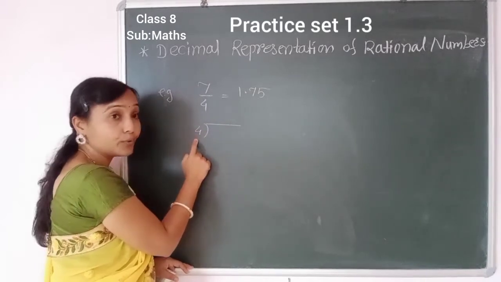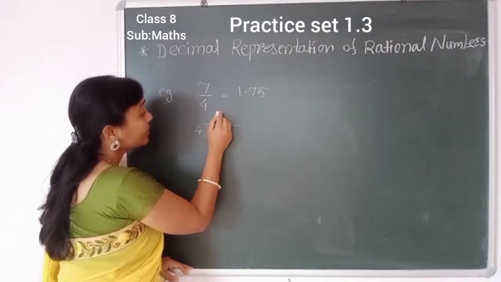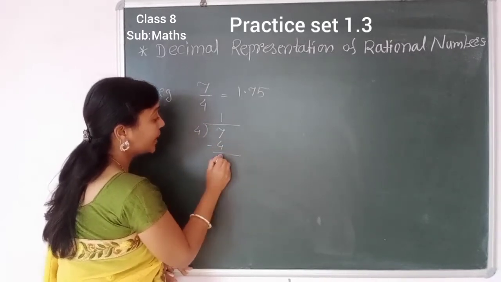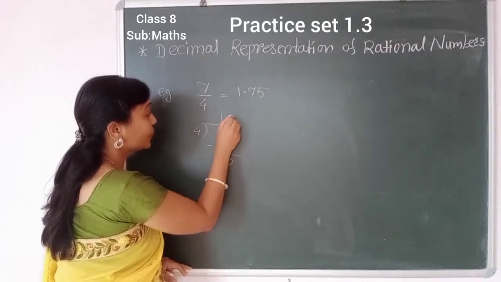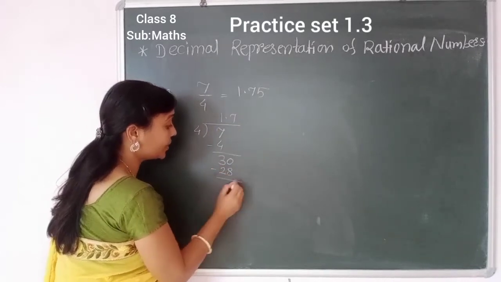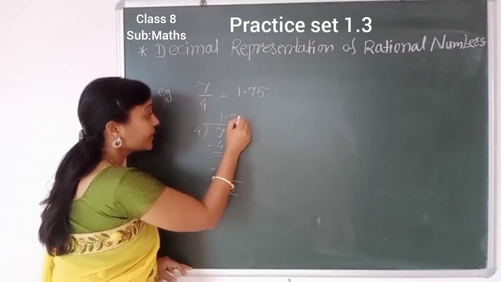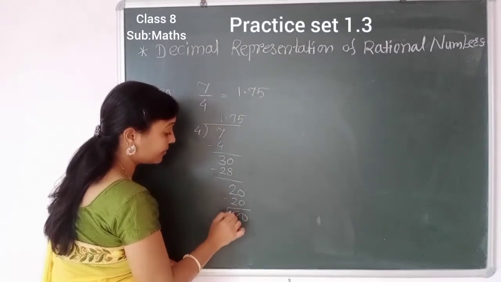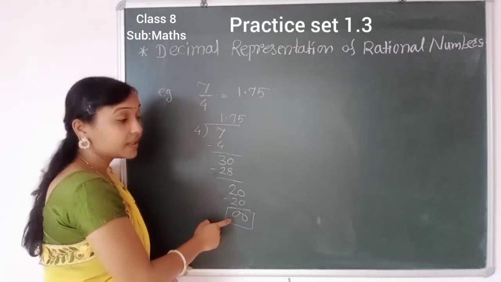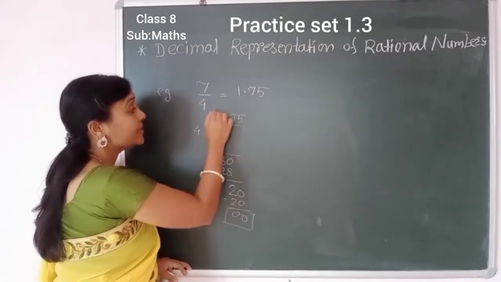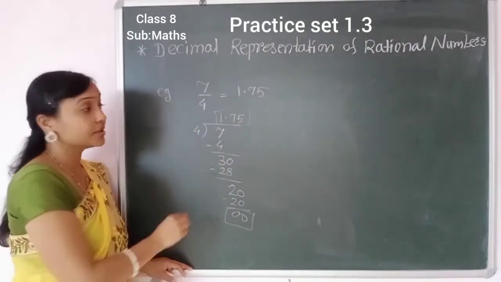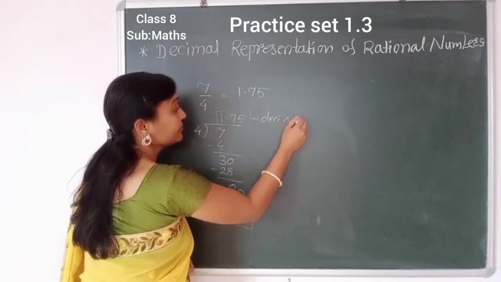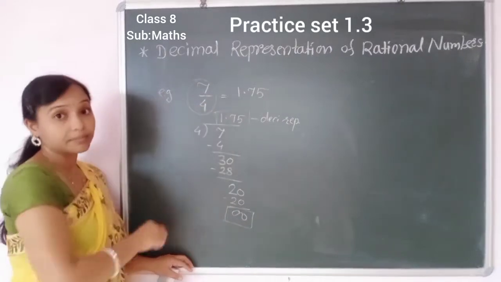When we divide 7 by 4, 4 ones are 4. Then we get 3.0. 4 sevens are 28. Again we get remainder 2. Then we take 0, 4 5s are 20. If we get the remainder 0, it means here is the end of division and this is the decimal form of the rational number. So it is called the decimal representation of this rational number.